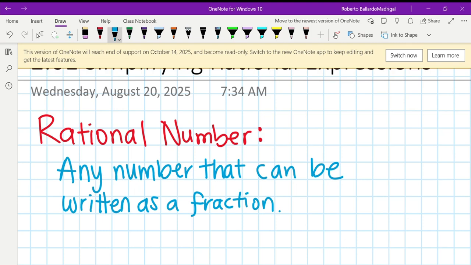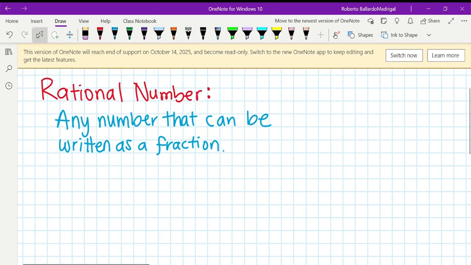And I'll give you some examples right now. But for now, just go ahead and write this vocabulary down. Once again, a rational number is any number that can be written as a fraction. Now, if you think about it, all numbers are technically rational numbers, even whole numbers. Why do you guys think a whole number could be a rational number? Can a whole number be written as a fraction? Yes, and if it's written as a fraction, what is the denominator for a whole number? It's 1. Okay, good.